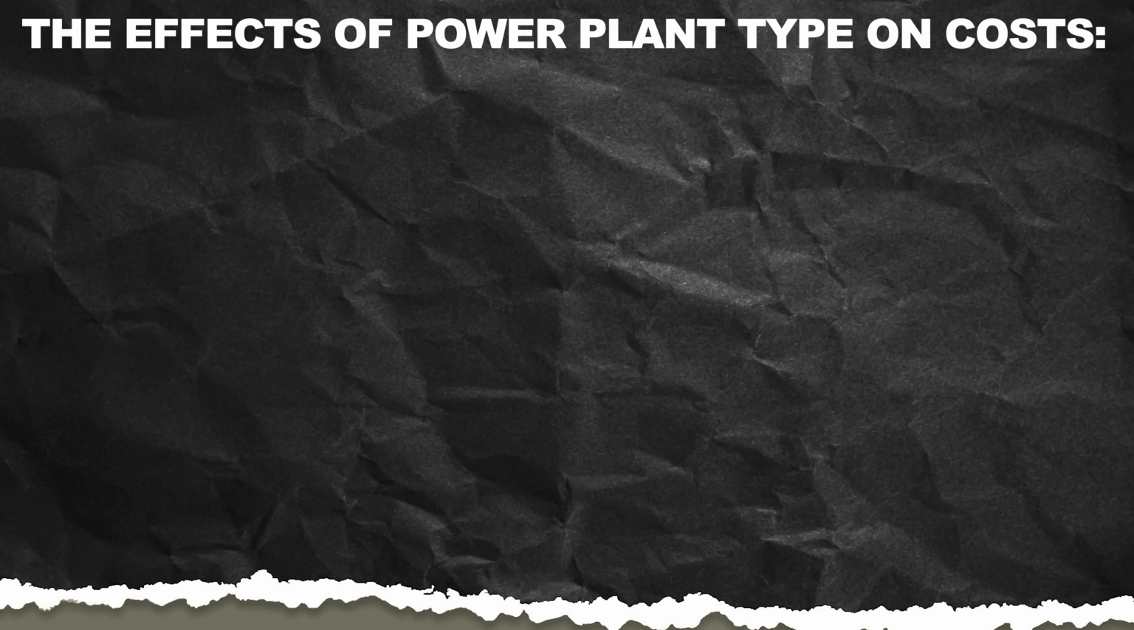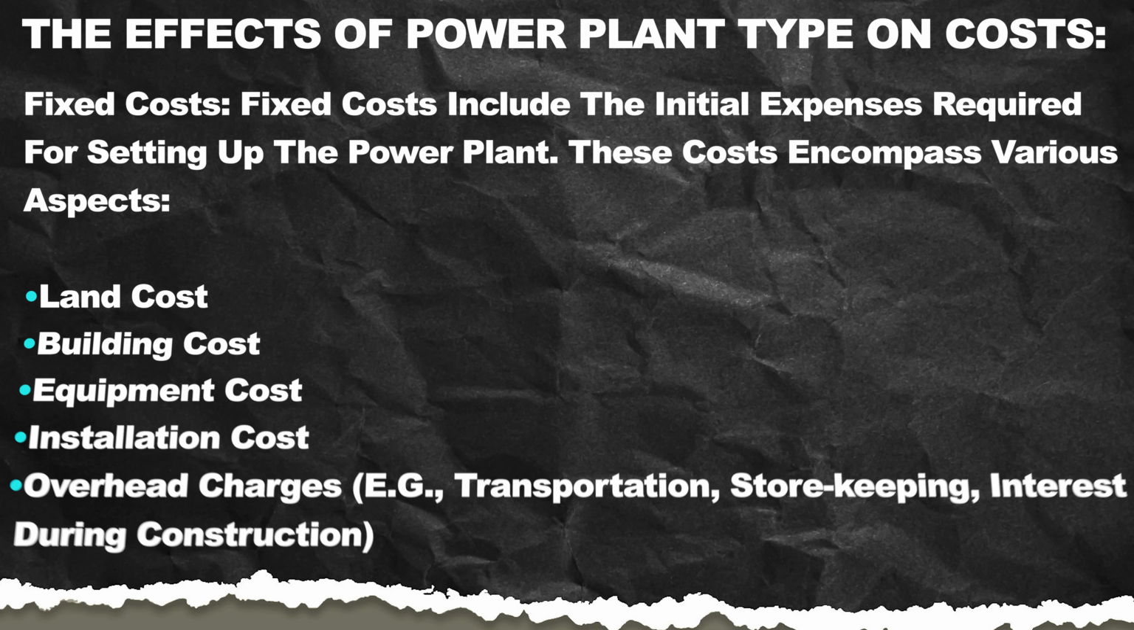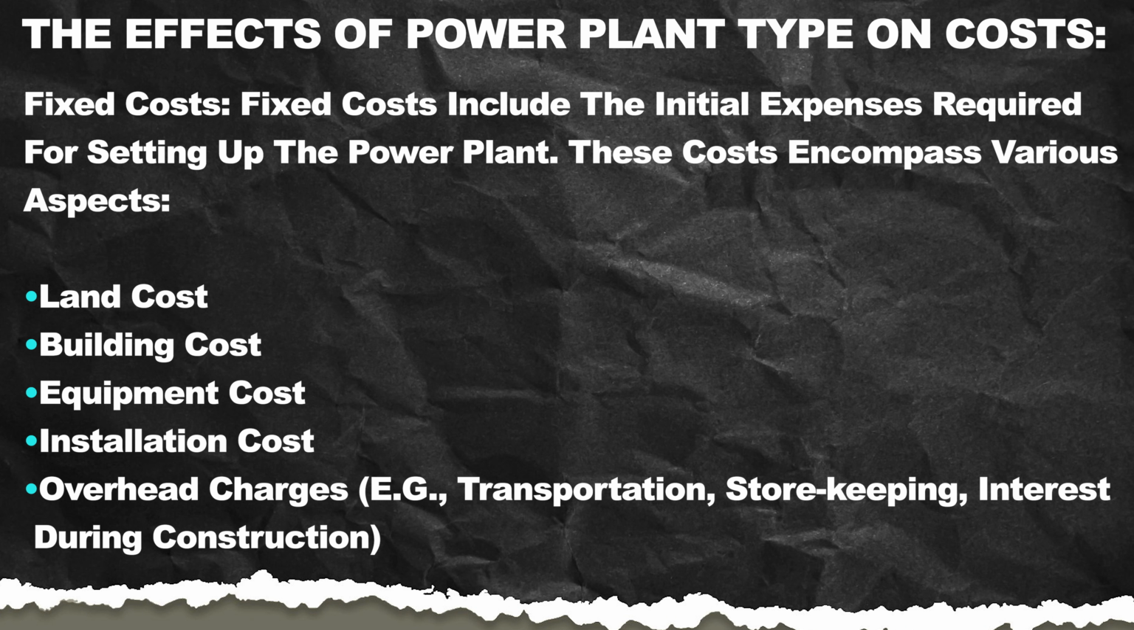Cost analysis involves consideration of two main categories: fixed cost and operational cost. Fixed cost includes the initial expenses required for setting up the power plant. These costs encompass various aspects like land cost, building cost, equipment cost, installation cost, overhead charges, for example transportation, storage, storekeeping, interest during construction, and like that.